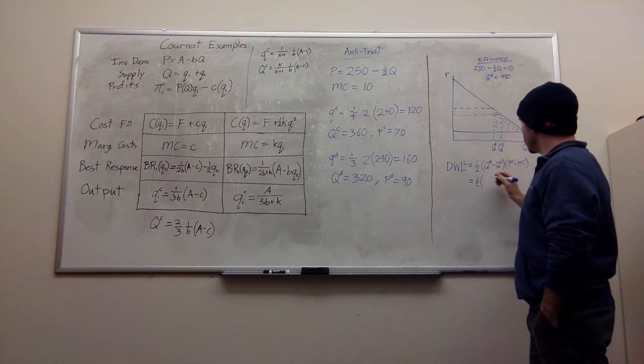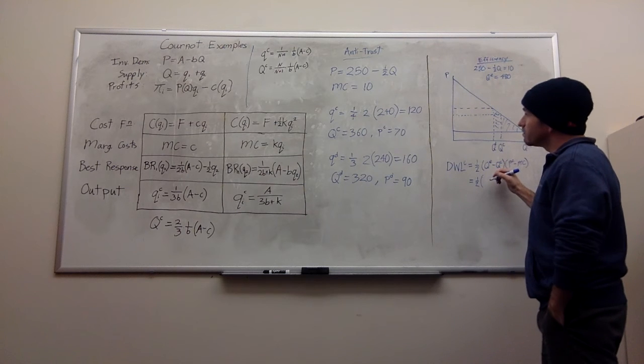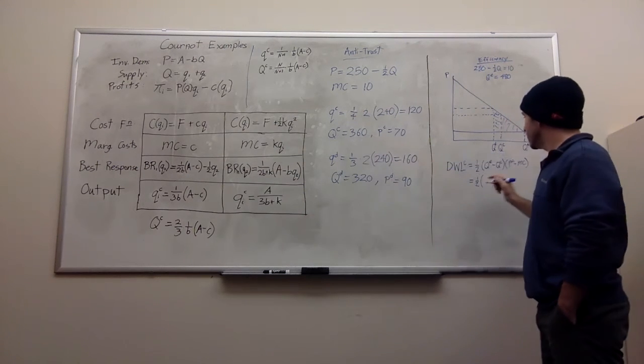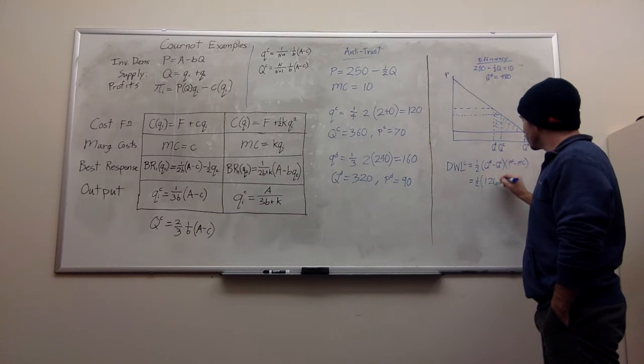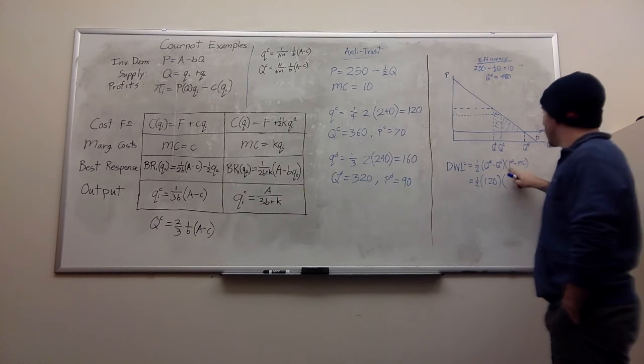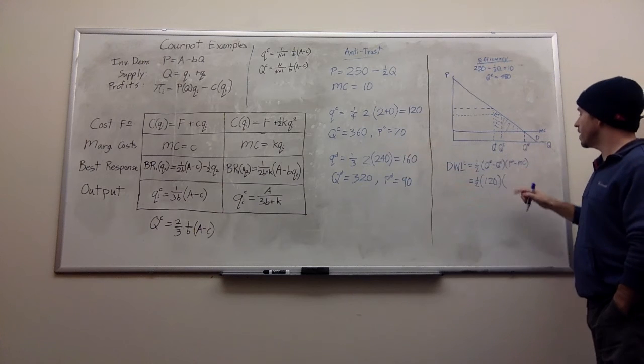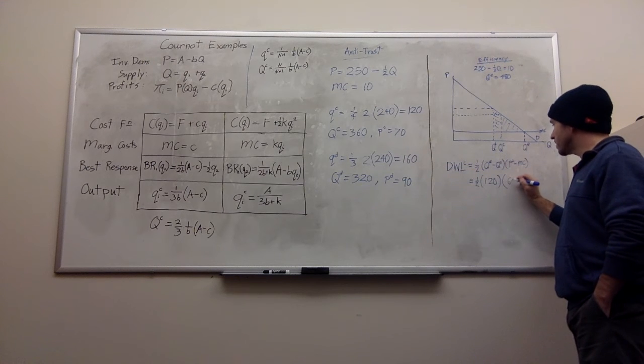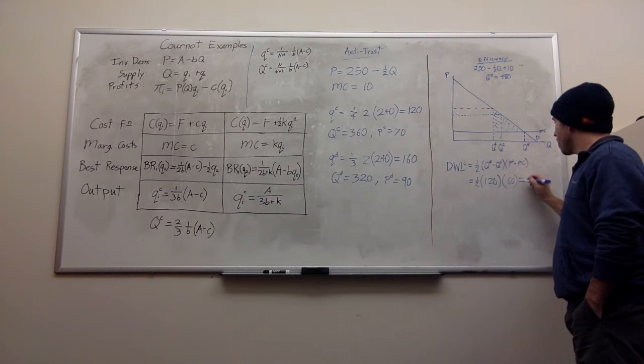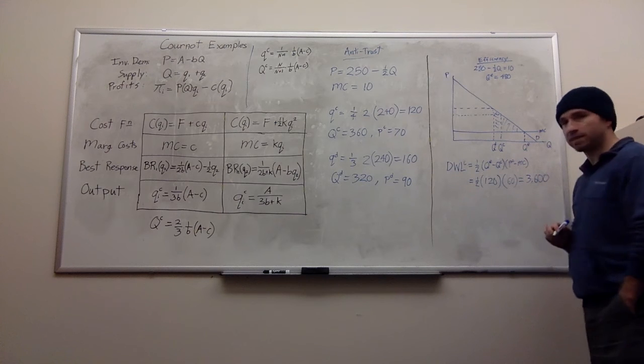So QE is 480 and QC is 360. So the difference between them is 120. And PC is 70 minus MC, which is 10, so that's 60. We get deadweight loss as 3,600.